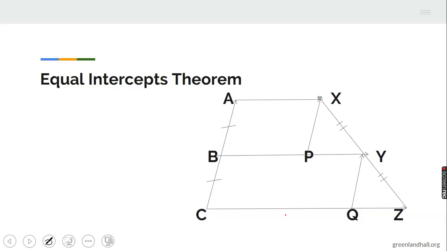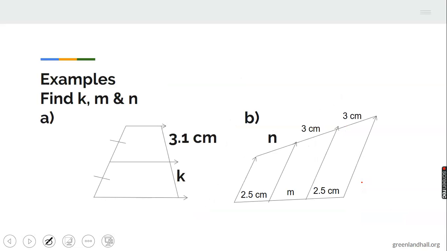Equal intercept theorem. You can see this is a parallelogram. This is also a parallelogram. Since here is equal to here, then this side will be the same as this side. And this one too, it's parallel to that. It will be the same here and here. Will be the same as this side. So that's what the theorem says.